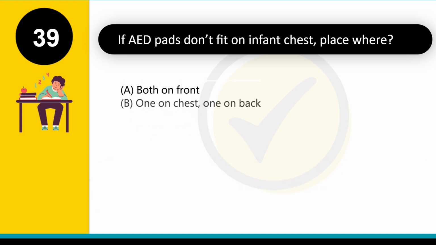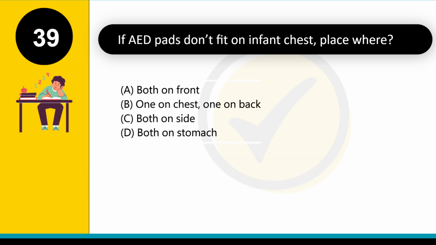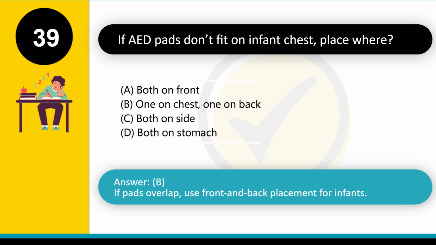If AED pads don't fit on infant chest, place where? A. Both on front. B. 1 on chest, 1 on back. C. Both on side. D. Both on stomach. Answer, B. If pads overlap, use front and back placement for infants.